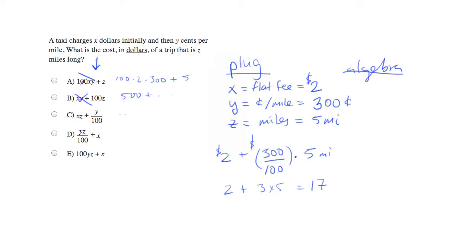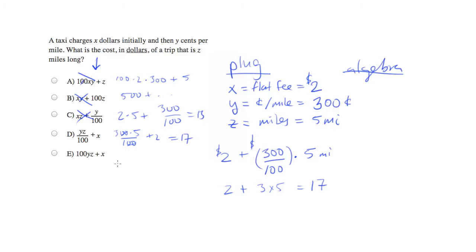X times z would be 2 times 5 plus y over 100. This is in the right order, but it only ends up equaling 13, unfortunately, so that's out. Y times z would be 300 times 5 over 100. This is looking promising, plus 2. That's going to be, cross out the zeros, 15 plus 2 equals 17. That is a ringer. I like it.